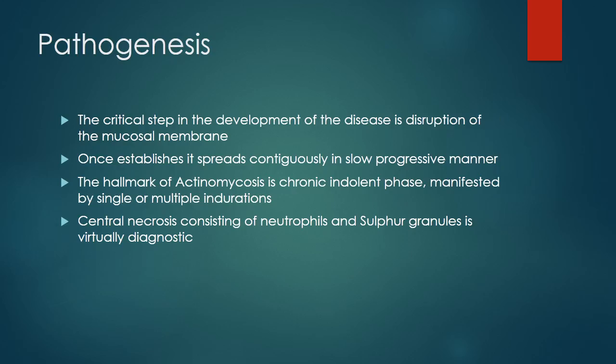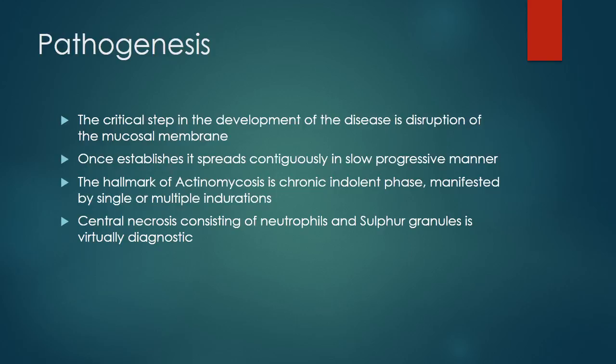Coming to the pathogenesis, the critical step in the development of the disease is disruption of the mucosal membrane. As we already know, these species are commensals of the mouth and intestines and also the vaginal tract or genitalia. Whenever the mucous membrane gets damaged due to some other disease like herpes simplex virus, ulcers or poor dental hygiene, there will be a disruption of the mucosal membrane. Once it is disturbed, the infection establishes and spreads contiguously in a slow progressive manner.